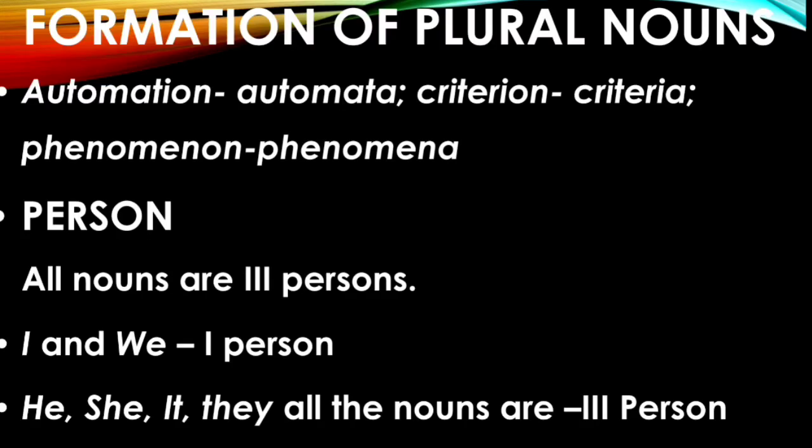And words ending in -on are changed into -a, that is automaton, automata; criterion, criteria; phenomenon, phenomena. It just has an a added at the end.